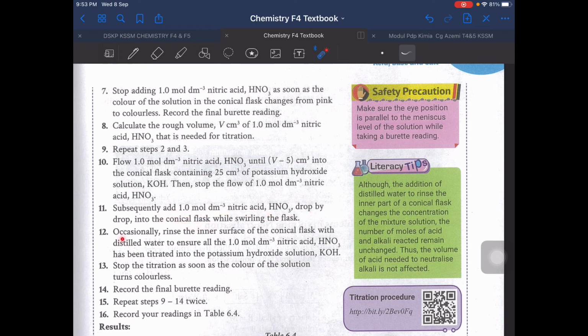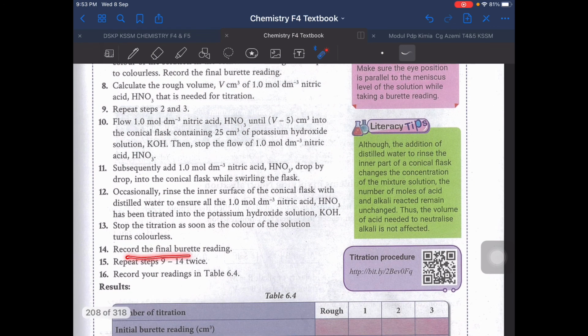Sama juga, and occasionally rinse the inner surface of the conical flask with distilled water to make sure that all of the nitric acid has been titrated into the KOH. Stop the titration as soon as the color turns colorless. You need to do at least 2 times. Okay, 2 times. Record the final burette reading. Record. And then repeat again step 9 until step 14.